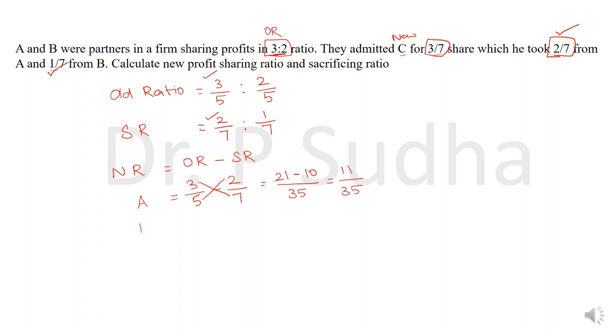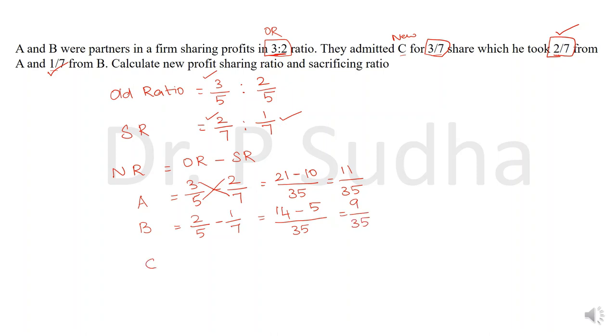Now, let's calculate for B. For B, the old ratio is 2 by 5. The sacrificing ratio, what we have written is 1 by 7. So, again, cross multiplying. 7 twos are 14. 5 ones are 5. 7 fives are 35. 14 minus 5 is 9 divided by 35.